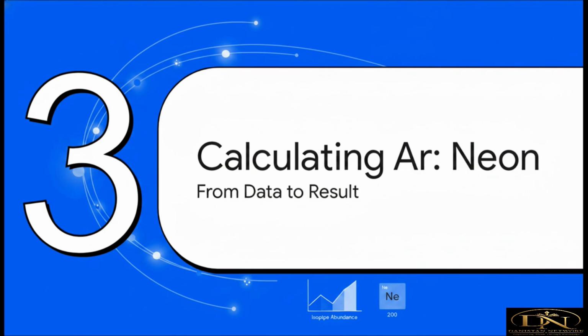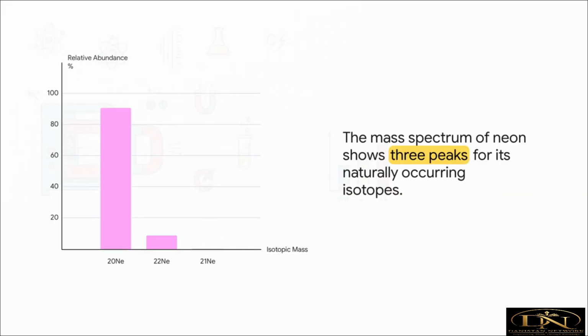But how do we get from that chart to the single number we see on the periodic table? Let's get our hands dirty and walk through a real example using the element neon. Check this out. This is the raw data for neon. You can see 3 clear peaks, one for each of its 3 main isotopes.